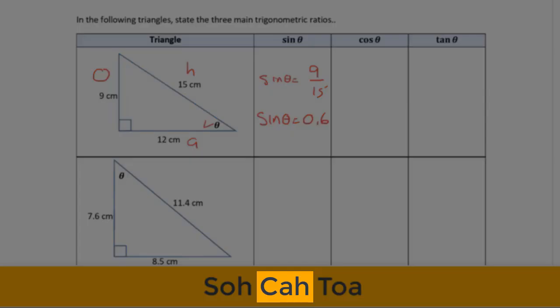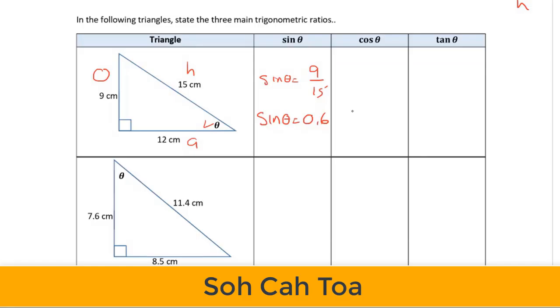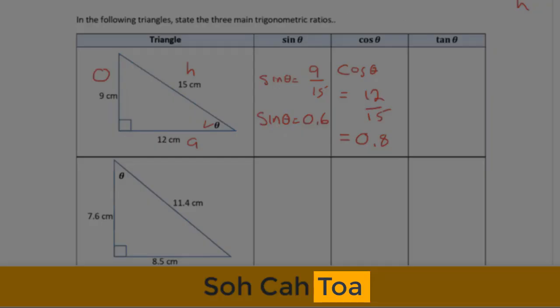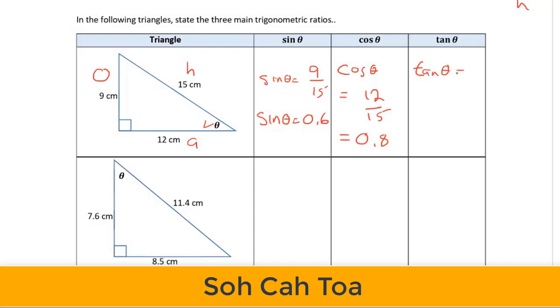So for this triangle, sine theta is going to equal 0.6. Cosine of theta, if we take a look at our SOHCAHTOA acronym, is going to equal adjacent over hypotenuse. And the adjacent side is 12, and the hypotenuse is 15. For this triangle, cosine theta equals 0.8. Finally, tangent of theta, if we take a look at our acronym again, we see that tan of theta is equal to opposite over adjacent. And for this triangle, the opposite side is 9, and the adjacent side is 12, and this ratio ends up being 0.75. So tangent of theta is 0.75.